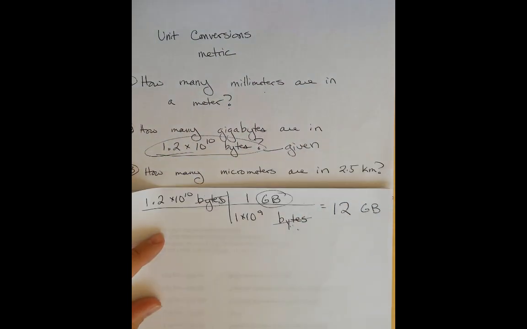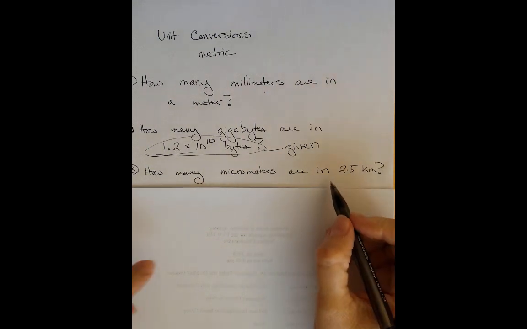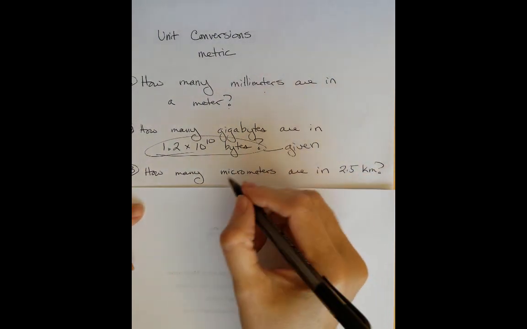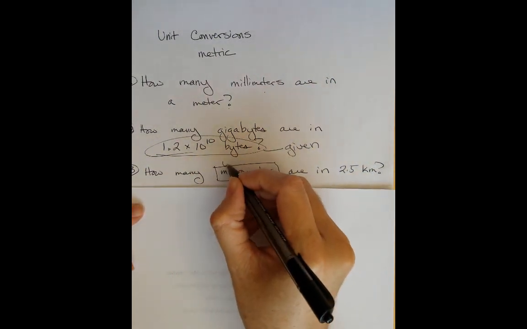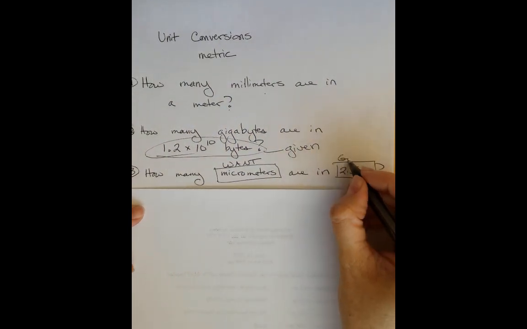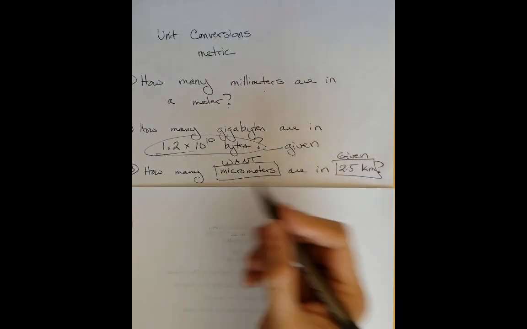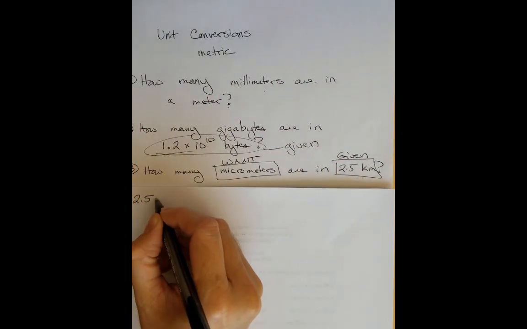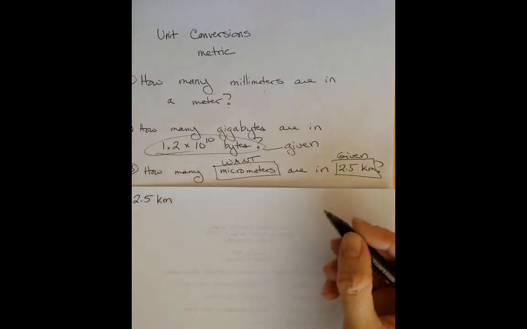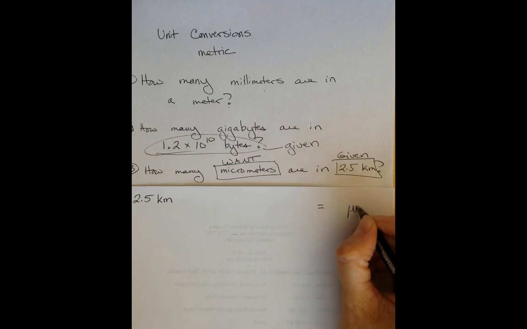How many micrometers are in 2.5 kilometers? So I've got 2 units. This is the one that I want in the end. So this is what I'm going towards. This number is what I'm given. So again, I want to plot a trek from what I'm given, my 2.5 kilometers, and when I'm done, I want micrometers. So this is the goal.